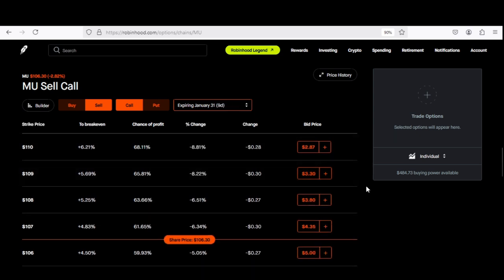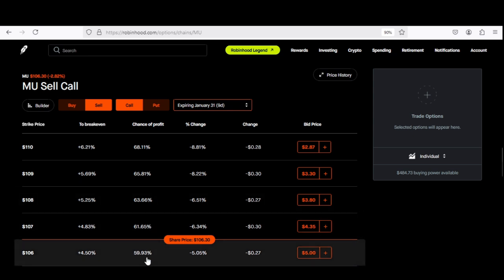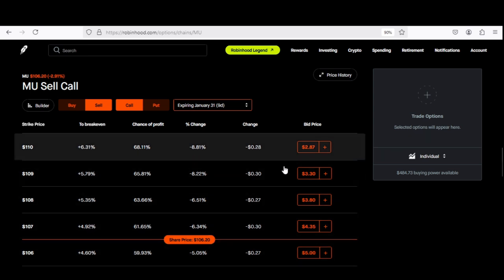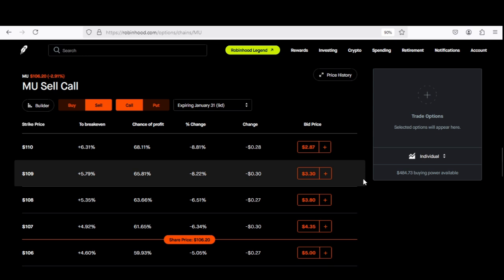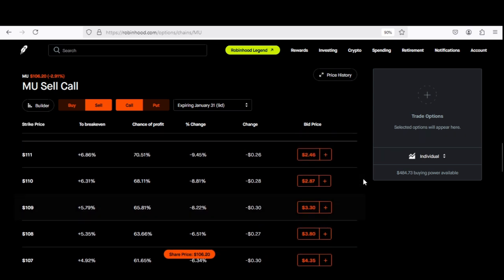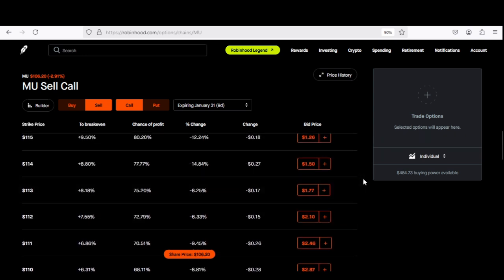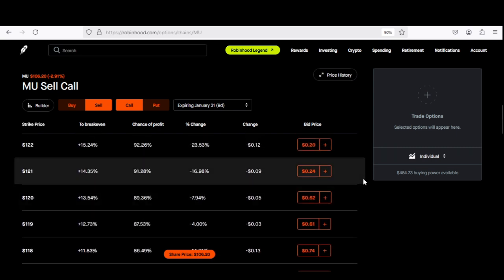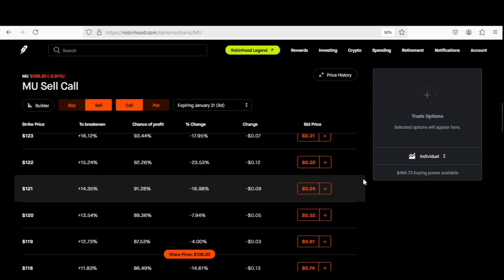Now for this option strategy, as opposed to the last one, we're going to choose our strike price above the current share price. Remember, the last strategy, we chose it below. Now we're going to be going above. Now let's go ahead and select our strike price. The strike price I'm going to be going with is going to be dependent on the chance of profitability. So I will be going with the 121 strike price.